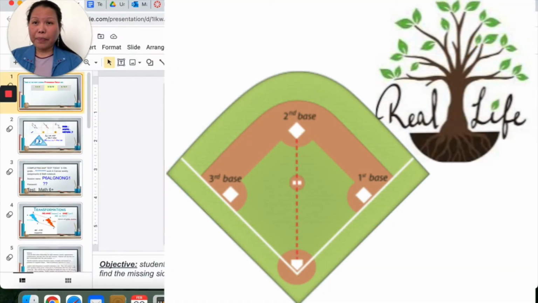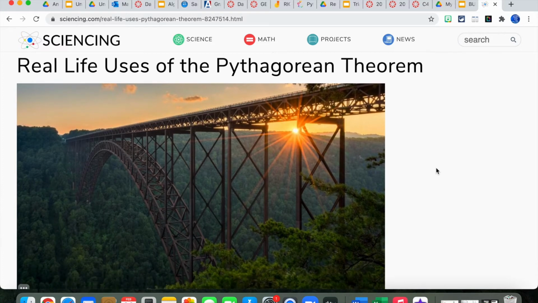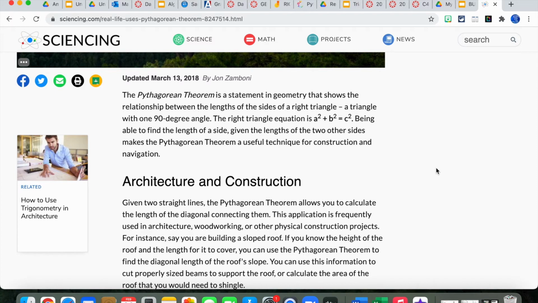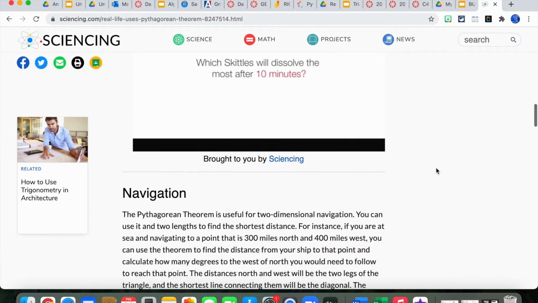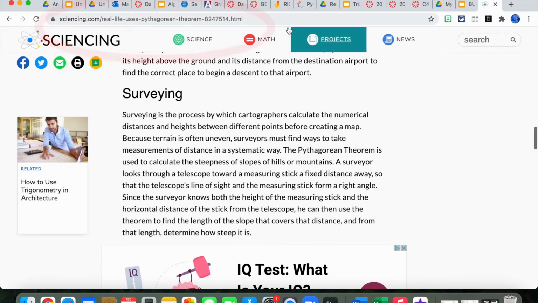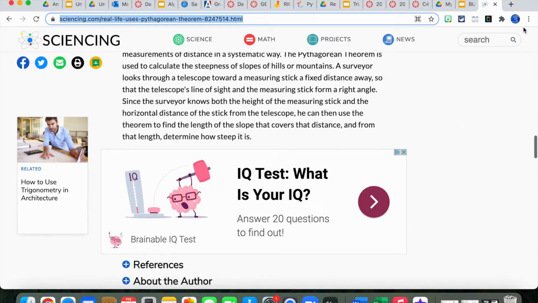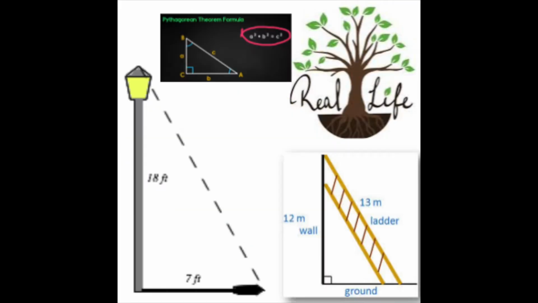What is the use of the Pythagorean theorem? There are so many uses that you are going to see in real life application. Here's a website all on the Pythagorean theorem. You can see it's used in architecture and construction, laying out squares, angles, navigation, surveying. You may check out more on this website. We are showing you just a few examples in this video.